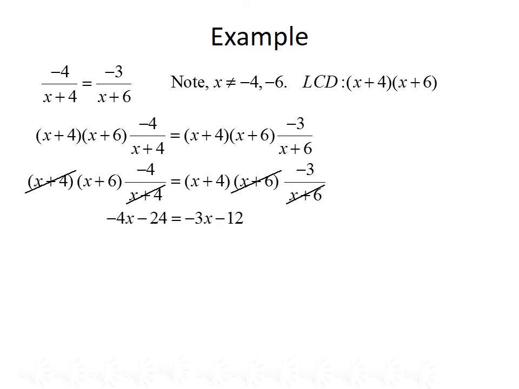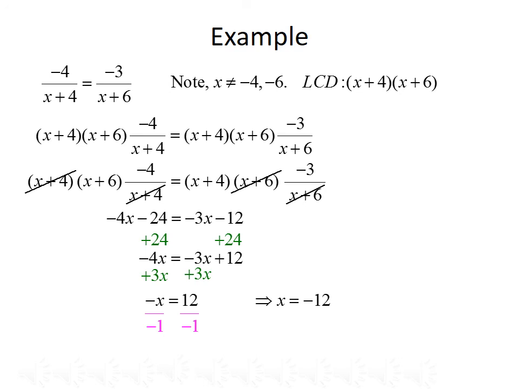If we distribute on both sides of the equation, that gives us negative 4x minus 24 equals negative 3x minus 12. Now we want to get all x terms on one side of the equation and all constants on the other. So I'll add 24 to both sides of the equation, which gives us negative 4x equals negative 3x plus 12. Now we add 3x to both sides of the equation, which gives us negative x equals 12. Finally, to solve for x, we'll divide by negative 1, and we'll get that the solution is x equals negative 12.